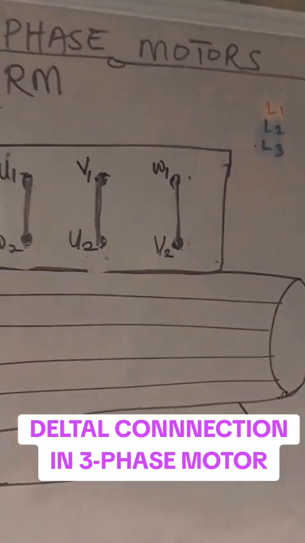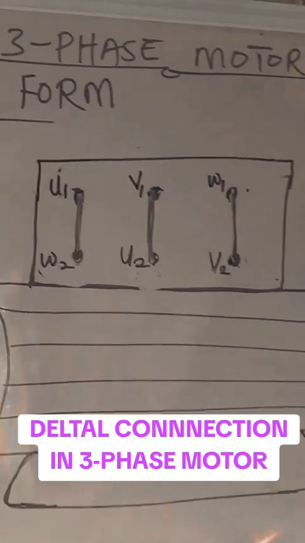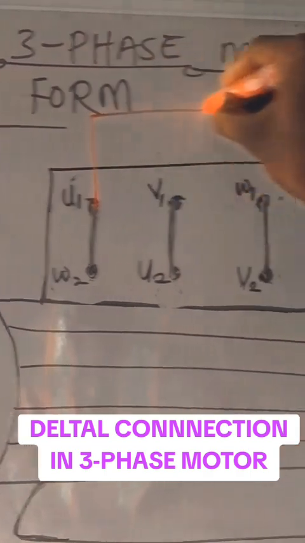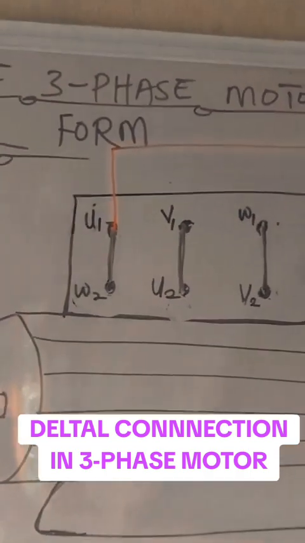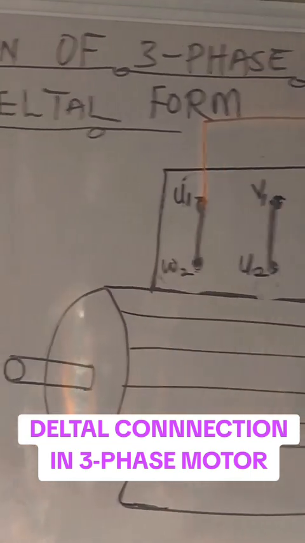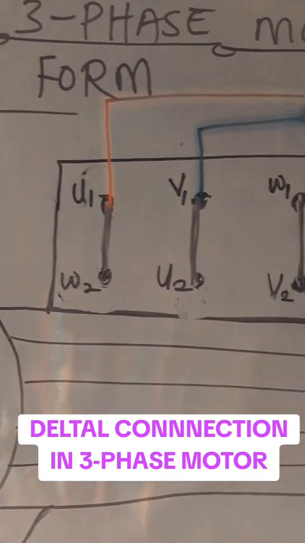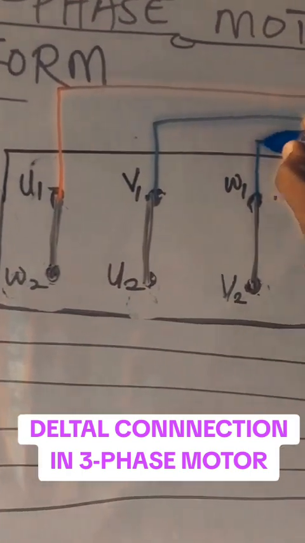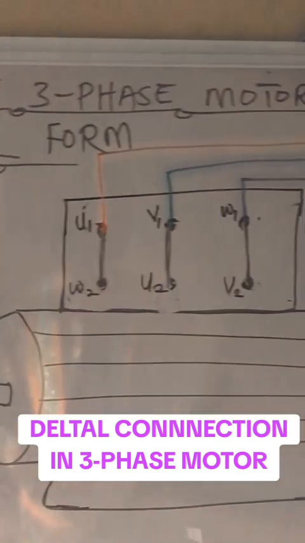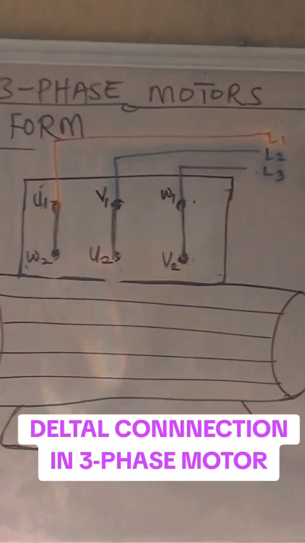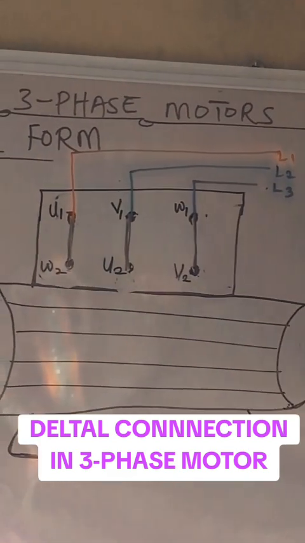So before I show you the video, at these terminals, all the ones, U1, V1, W1, W2, U2, and V2, you can apply your supply here, like your red phase as line 1, your yellow phase as line 2, and your blue phase as line 3. So your three-phase motor does not require neutral to run. Only the phase supply can run your three-phase motor. So this is the way you are going to connect your supply to the three-phase motor.